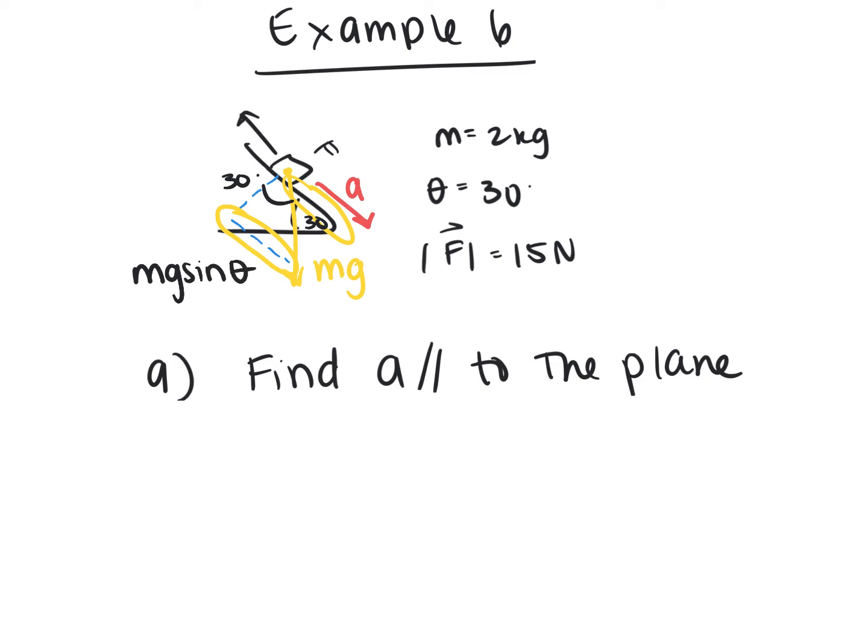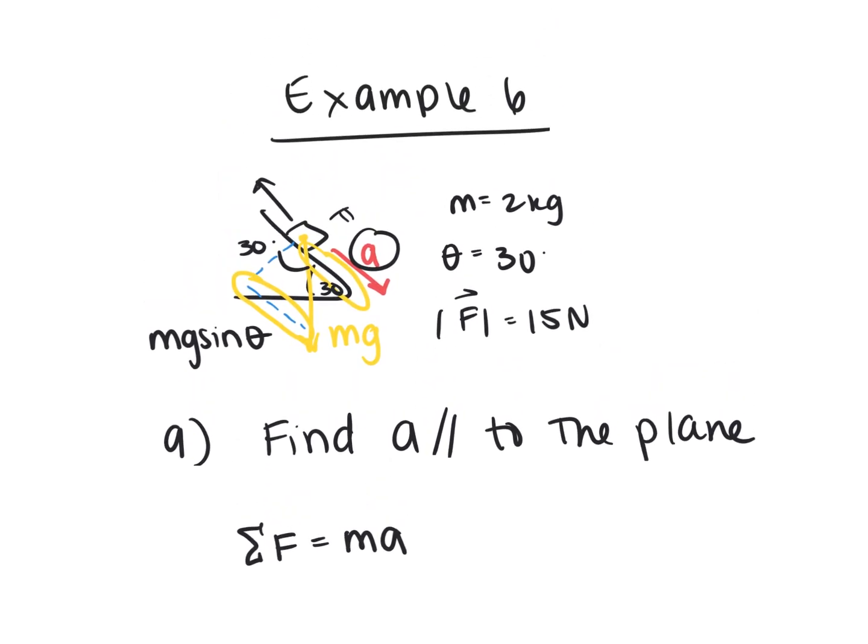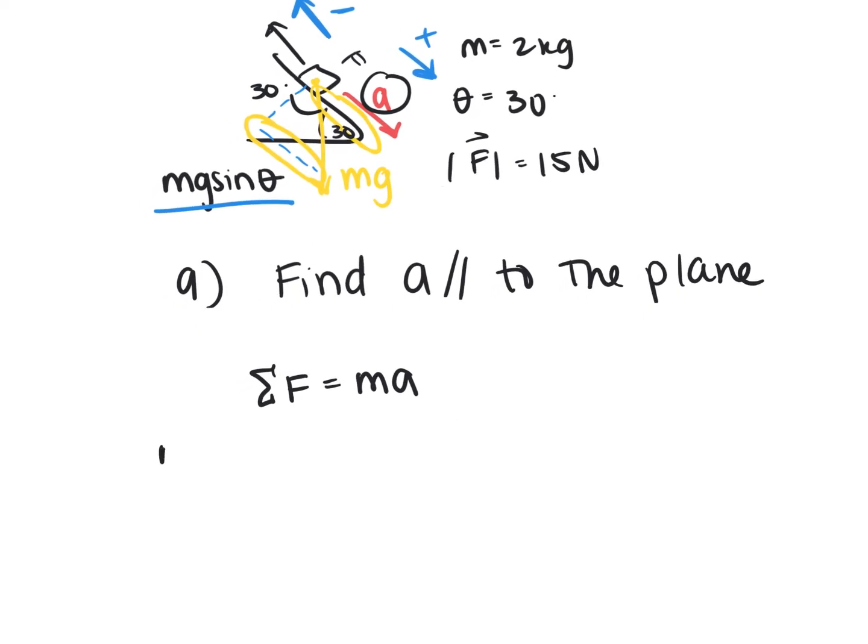So, if we wanted to find the sum of all the forces, which equals mass times acceleration, and we're looking for our acceleration, we know that this force going in this way plus this force going this way, which we've determined is mg sine theta, will equal the sum of forces. So we're going to say this is the positive and this is the negative direction. So mg sine theta minus F equals m times A.